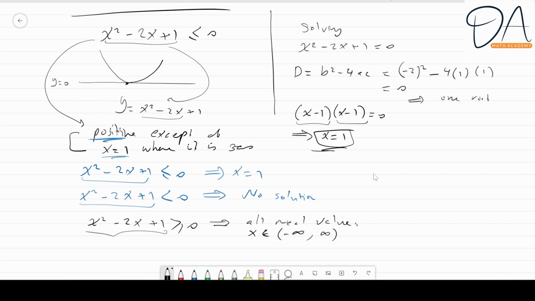And that's the solution. What if this was just greater than 0? What would be the solution? So hopefully you figured out that the solution will be all real numbers except x equals 1, because x equals 1 will make the expression 0. But here, for this case, we want only the values that make it positive.